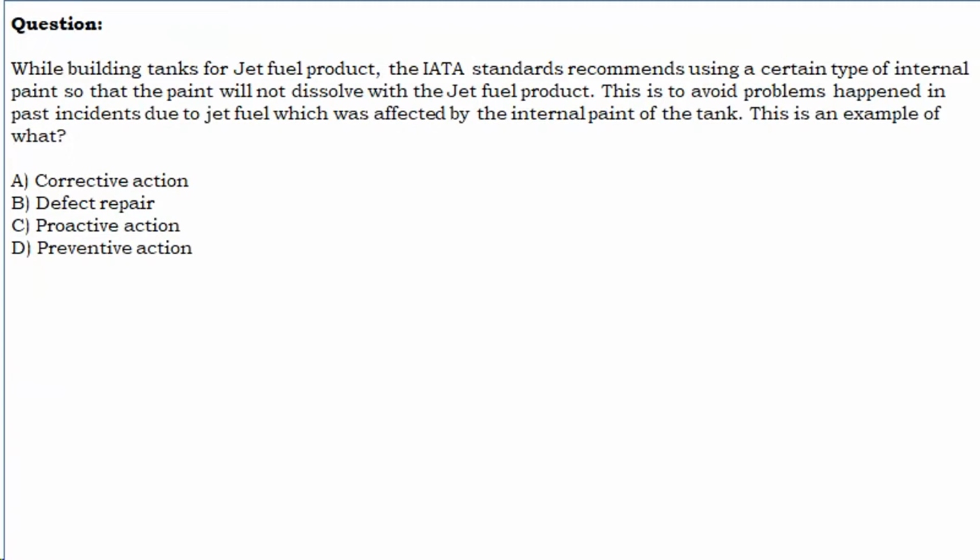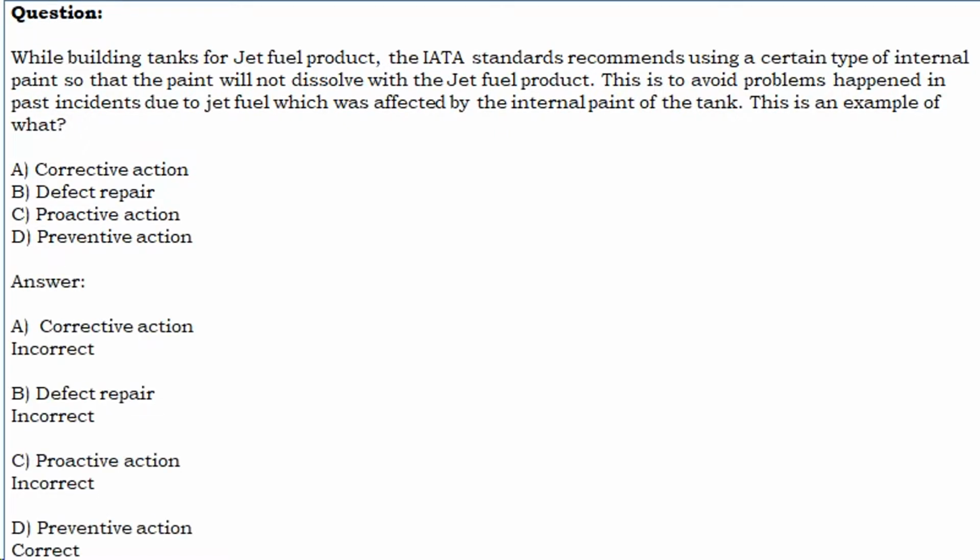While building tanks for jet fuel product, the IATA standards recommend using a certain type of internal paint so that the paint will not dissolve with the jet fuel product. This is to avoid problems that happened in past incidents due to jet fuel which was affected by the internal paint of the tank. This is an example of what? A. Corrective action. B. Defect repair. C. Proactive action. D. Preventative action. Let us see the answer. A. Incorrect. B. Incorrect. C. Incorrect. D. Preventative action. Correct.